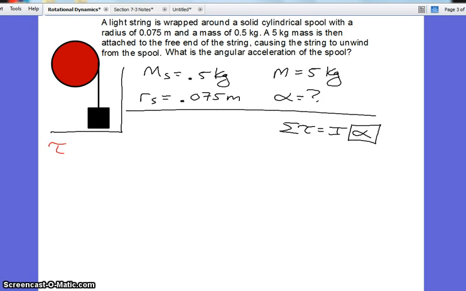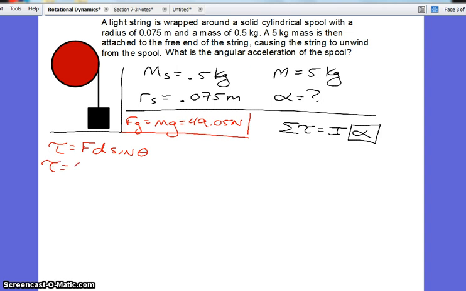So we go to our only other equation with torque, Fd sine of theta. And it's the gravitational force of this mass that's causing the rotation. So the force we want to use is the mass times the gravitational acceleration, or gravitational field constant, 9.81. And so we get 49.05 newtons.